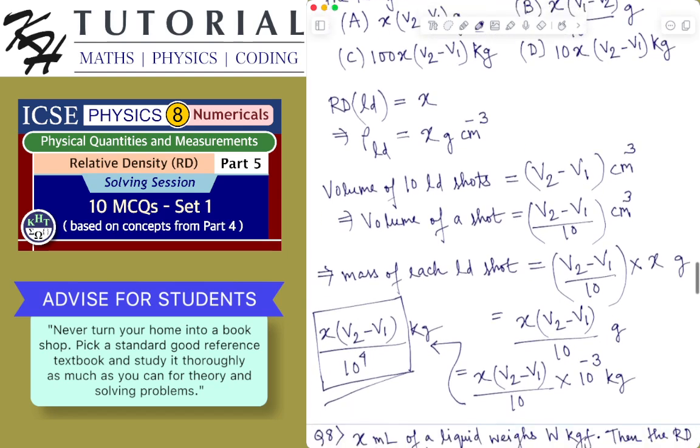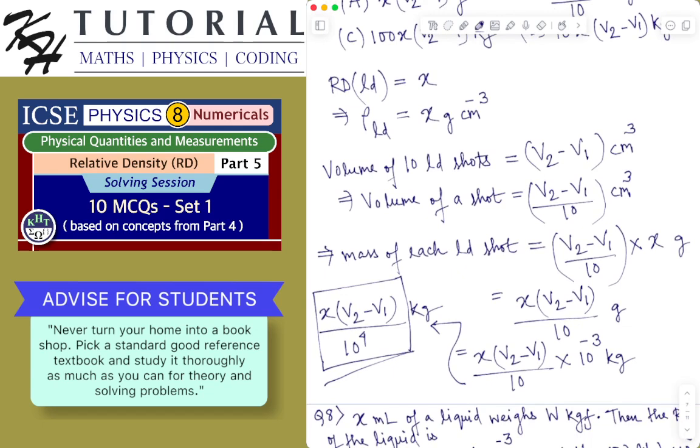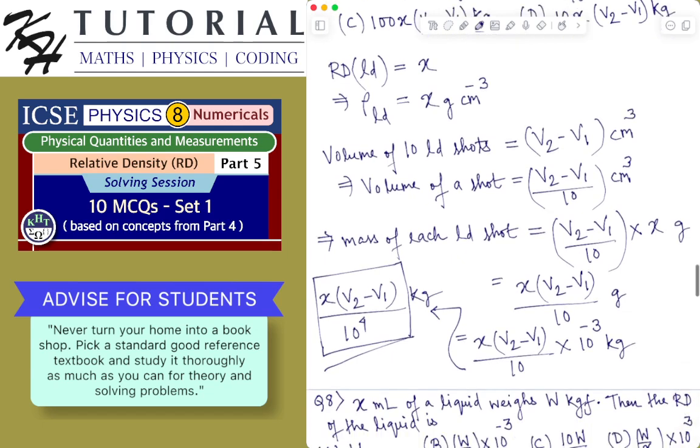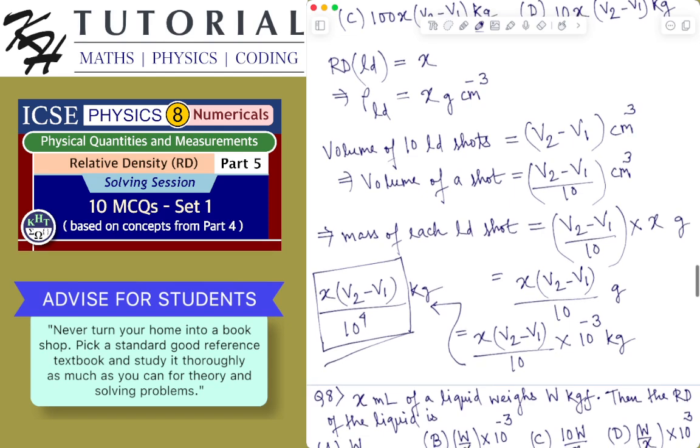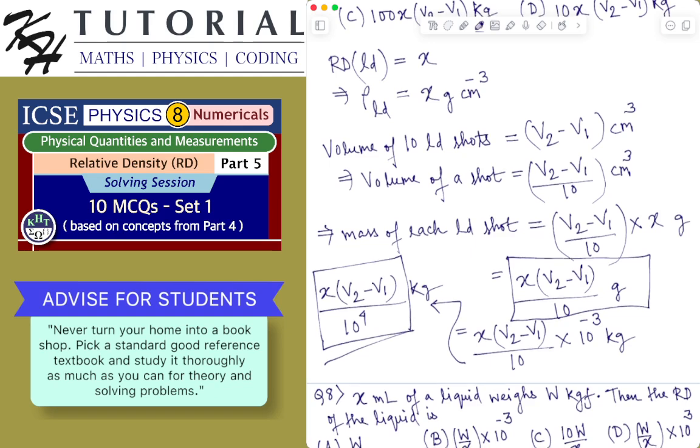I'm sorry for that. So the mass of each lead shot will be x into V2 minus V1 divided by 10 to the power 4 kilogram, or it should be x multiplied by V2 minus V1 divided by 10 gram. So these two are the correct mass of each lead shot. Okay, let's see the next problem.